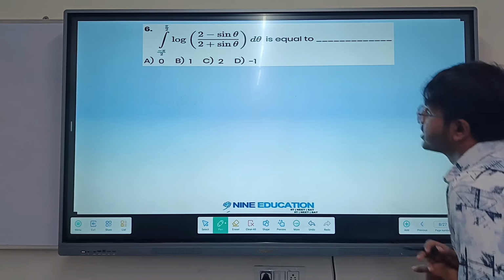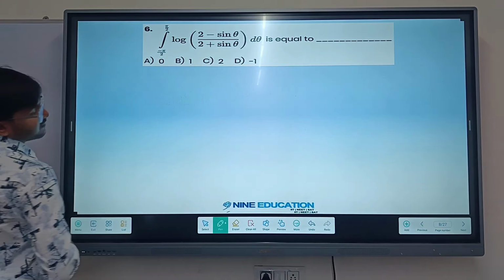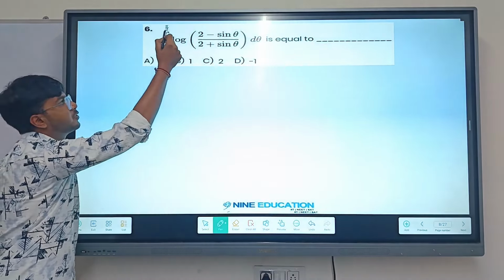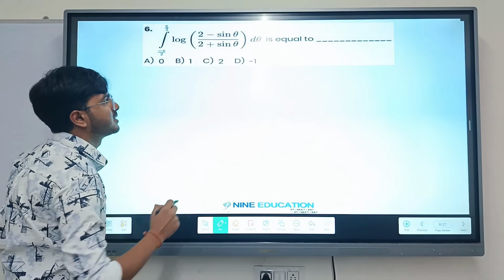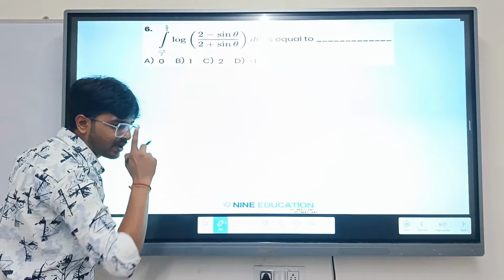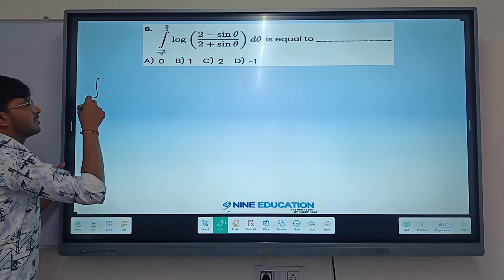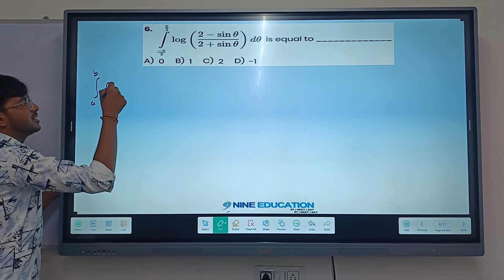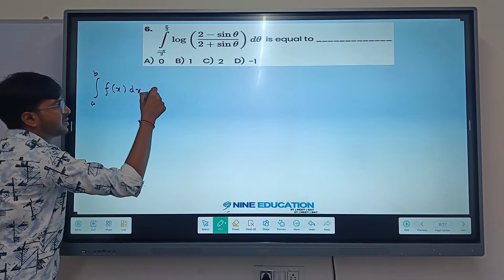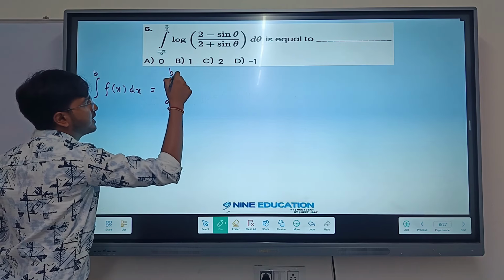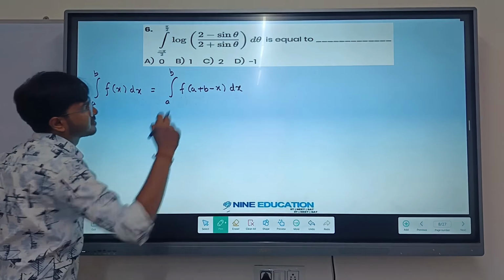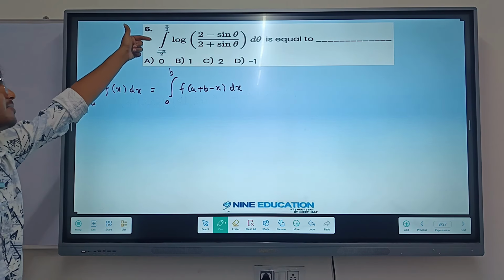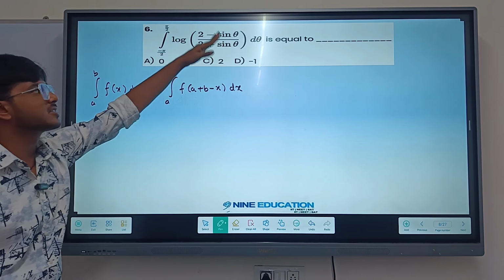Okay, question number 6. A question of definite integration from minus pi by 2 to pi by 2 log of 2 minus sine theta divided by 2 plus sine theta into d theta. Now I can use this property of definite integration. If I have integral a to b f of x dx, it will be equal to integral a to b f of a plus b minus x dx. So here lower limit minus pi by 2, upper limit pi by 2.